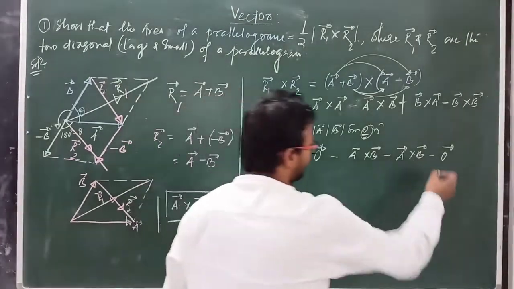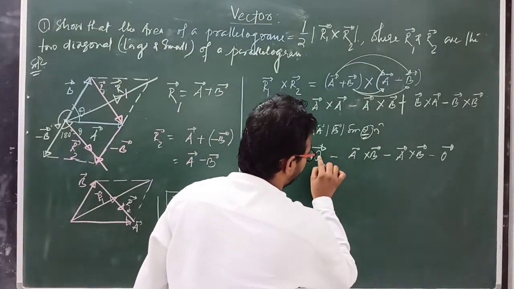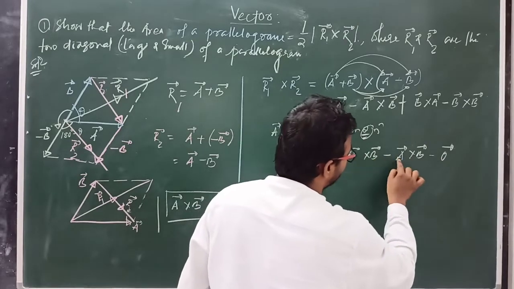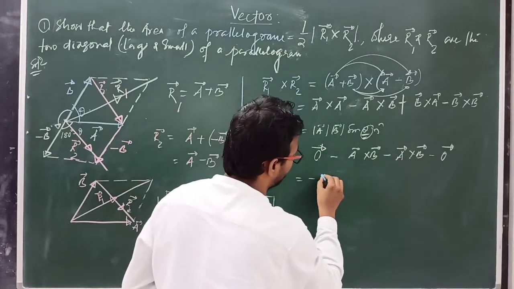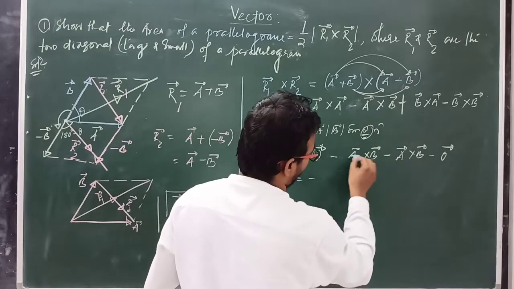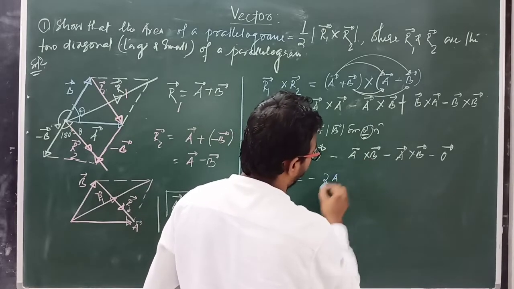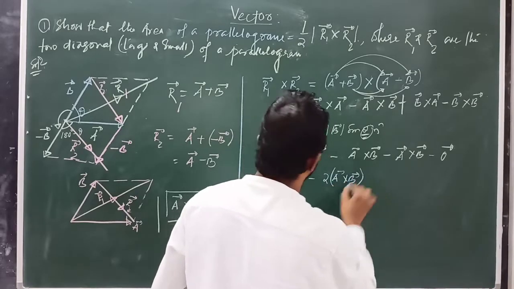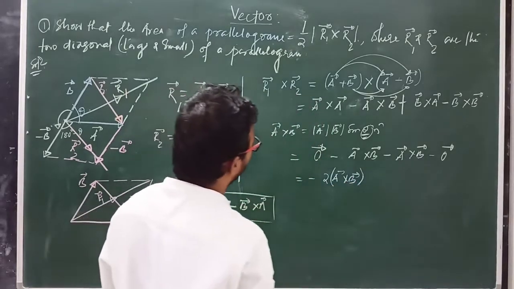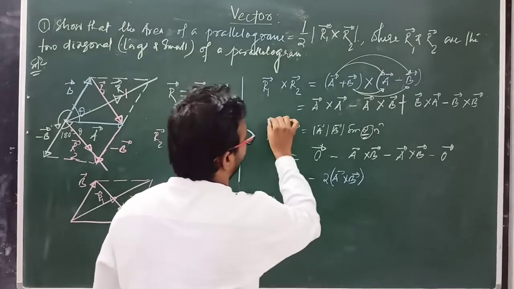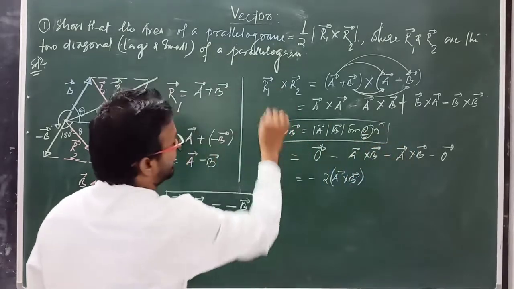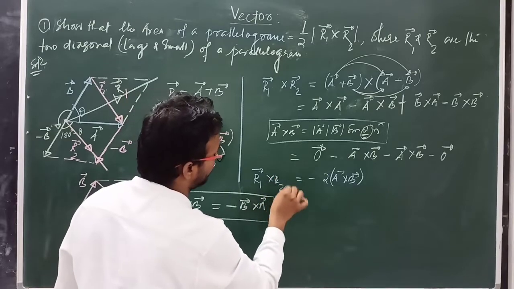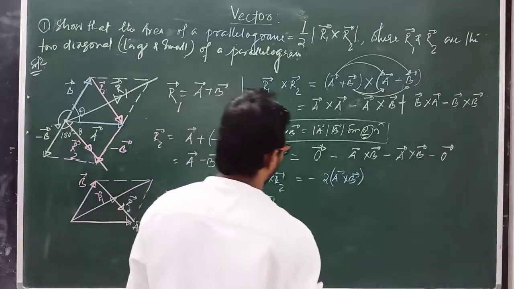Now solve this relation here. This is 0 and 0, then minus A cross B, and here minus A cross B, which equals minus 2A cross B vector. This is the formula. So R1 cross R2 equals this much.